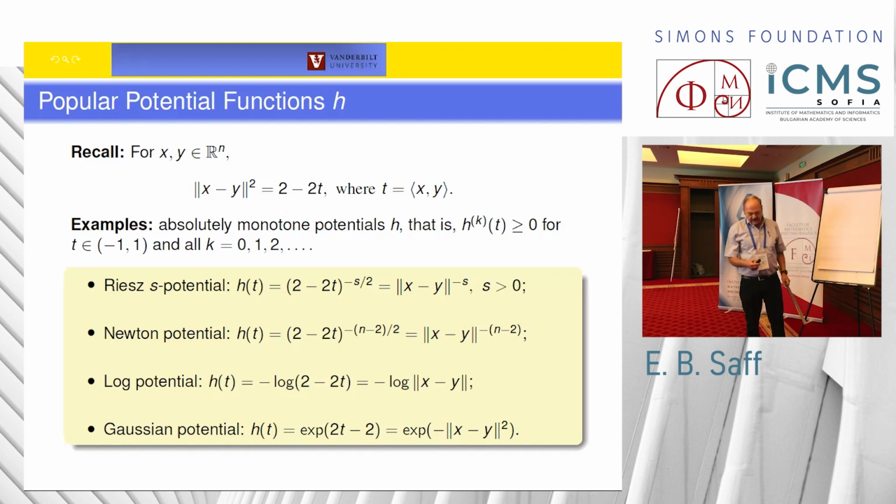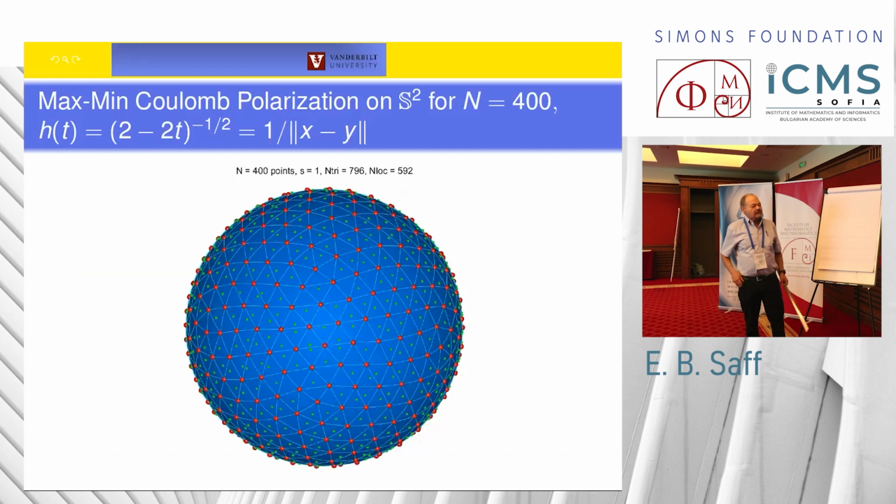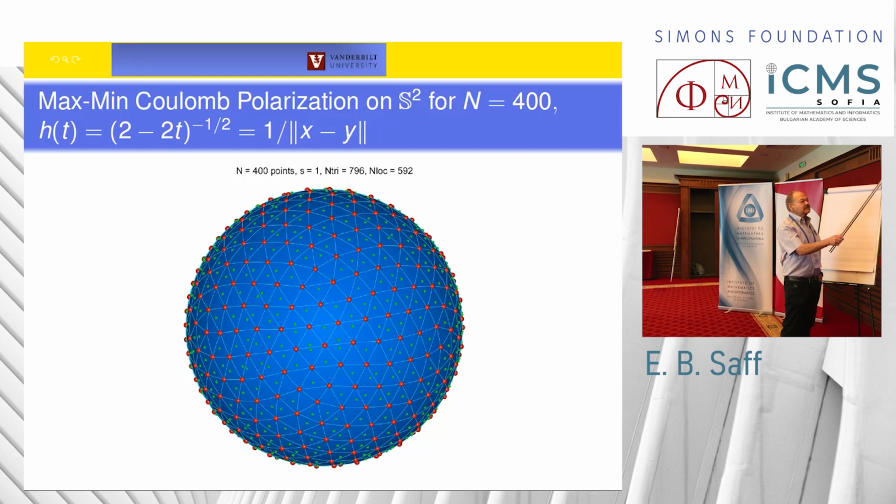Okay, so let's look at a beautiful picture that I did not create. This is done by Rob Womersley, and it concerns the Riesz potential where s is equal to 1. So this is Coulomb. We're on the sphere S2 in 3-space. There are 400 points here, and numerically, Rob Womersley computed these max-min points. So we're looking at the max-min polarization.